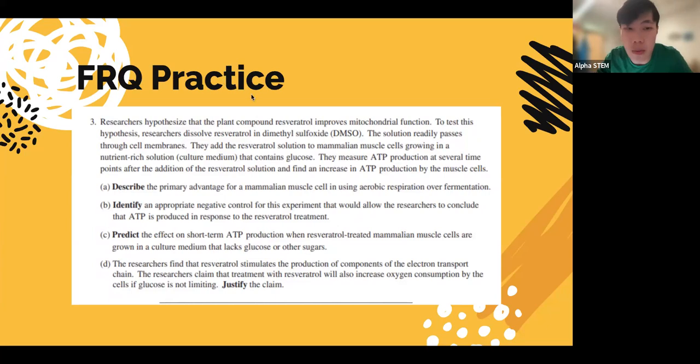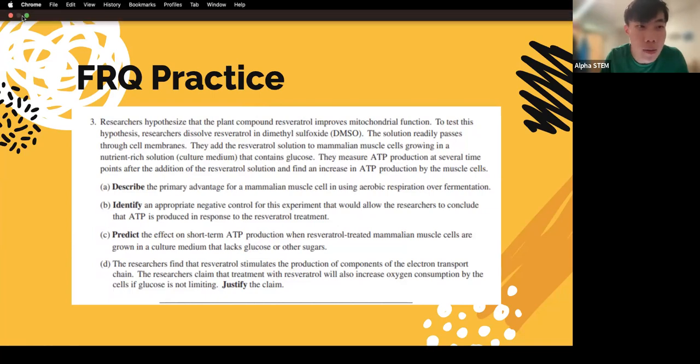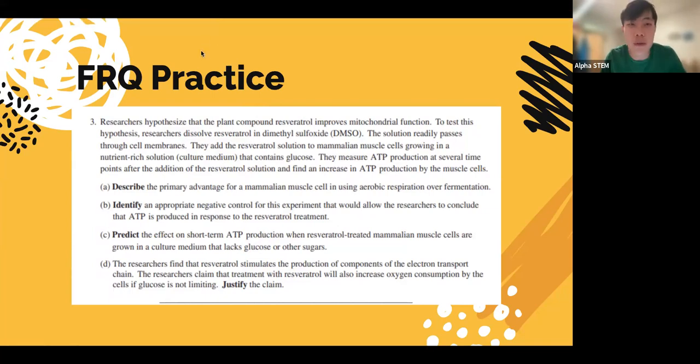Okay, I think I will start reviewing now. So for A, they add a compound called resveratrol to these cells to see how ATP production changes. It says describe a primary advantage for a mammalian muscle cell in using aerobic respiration over fermentation.